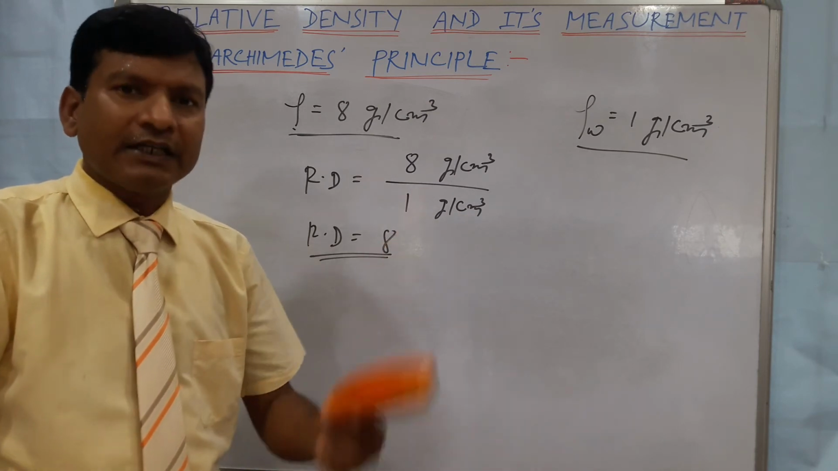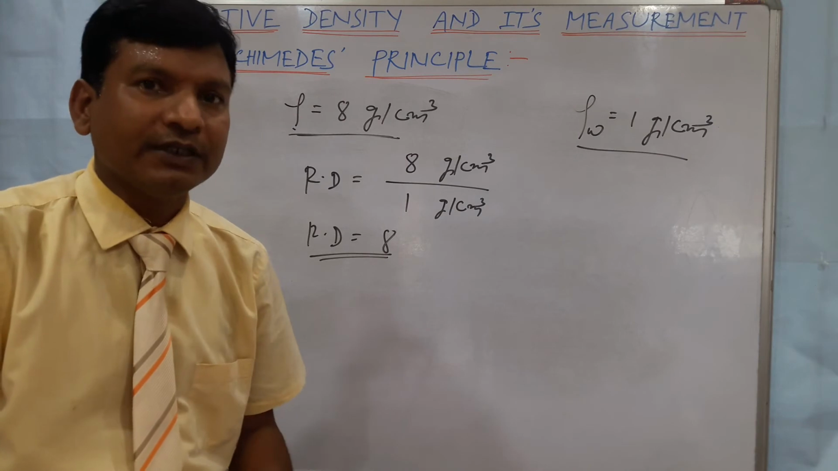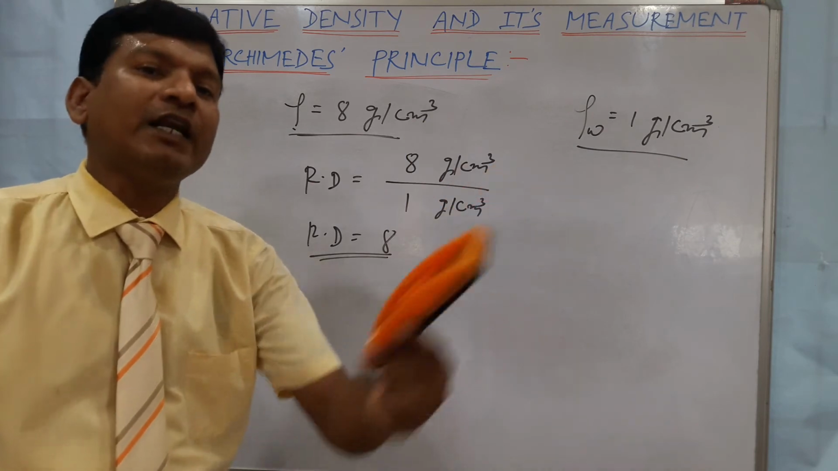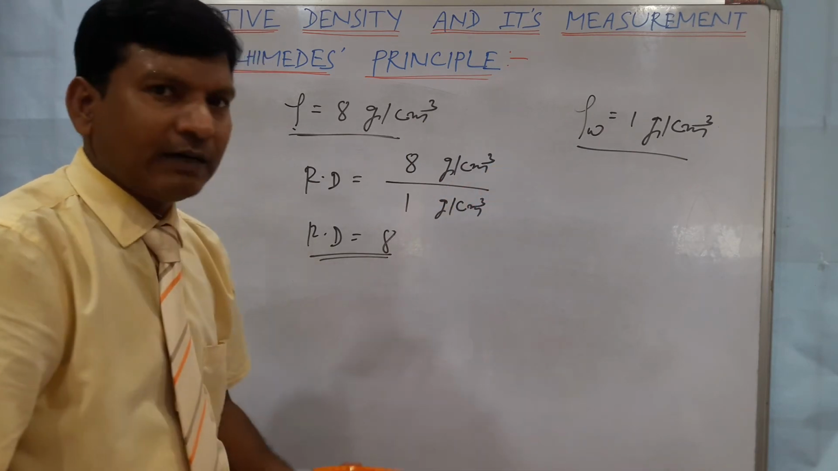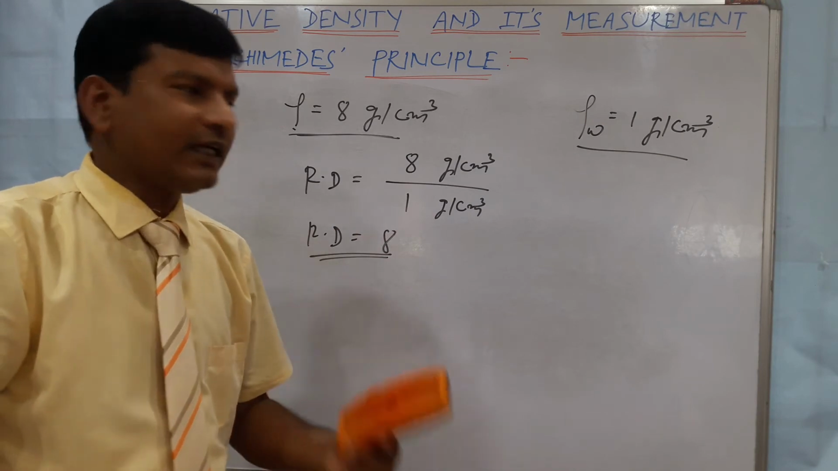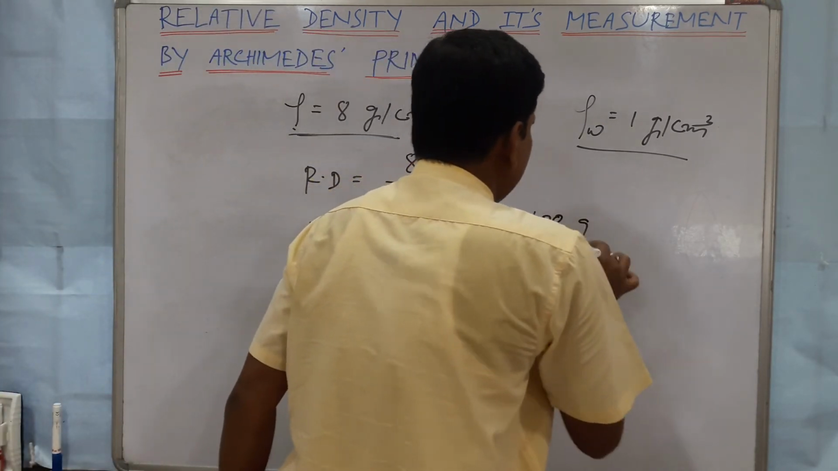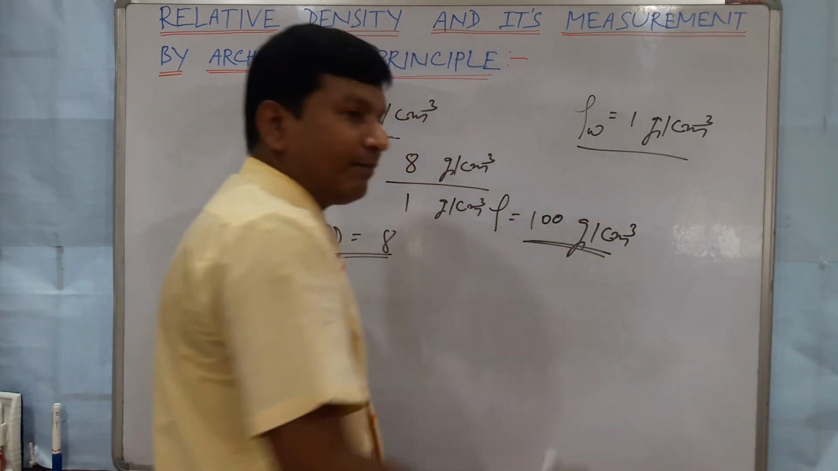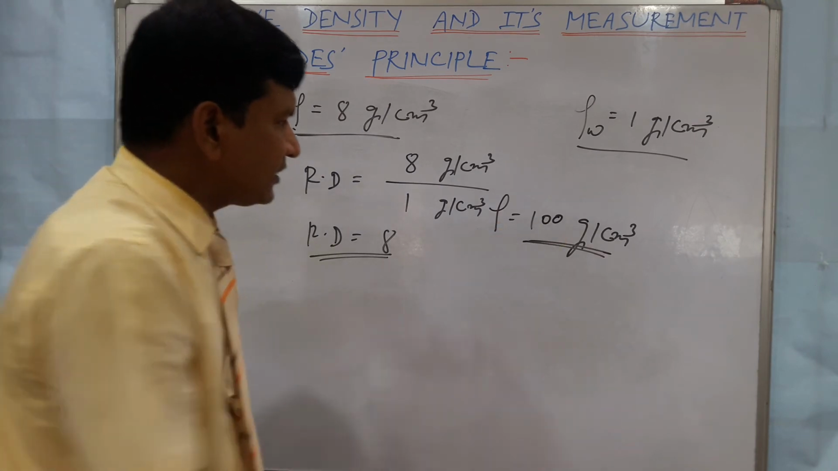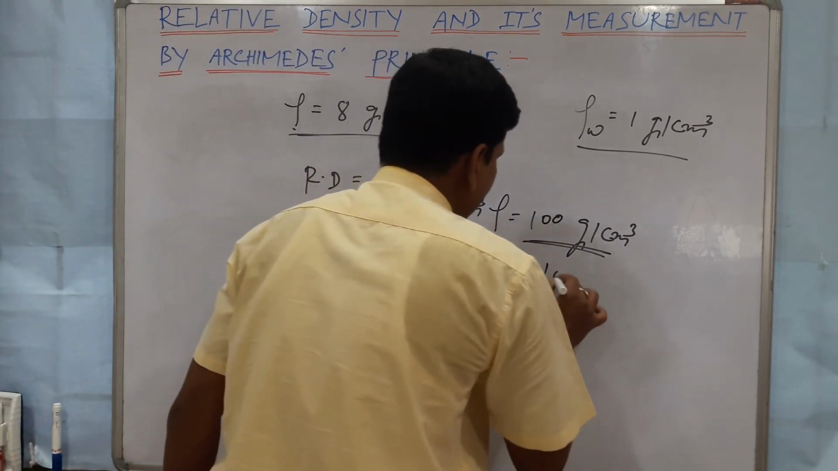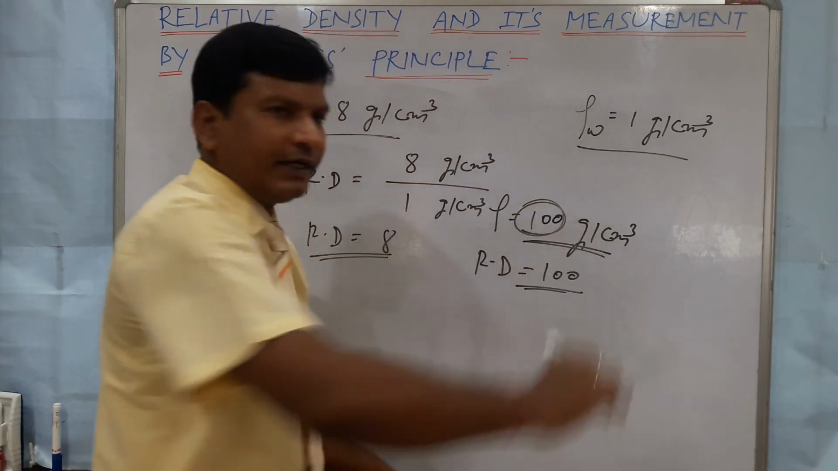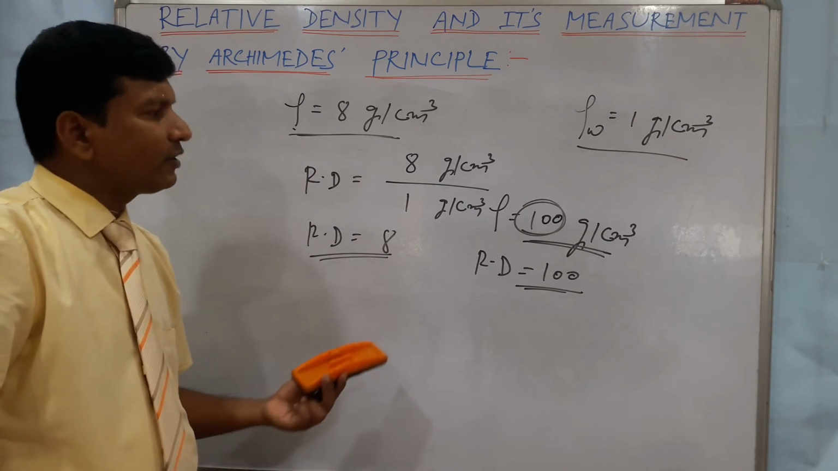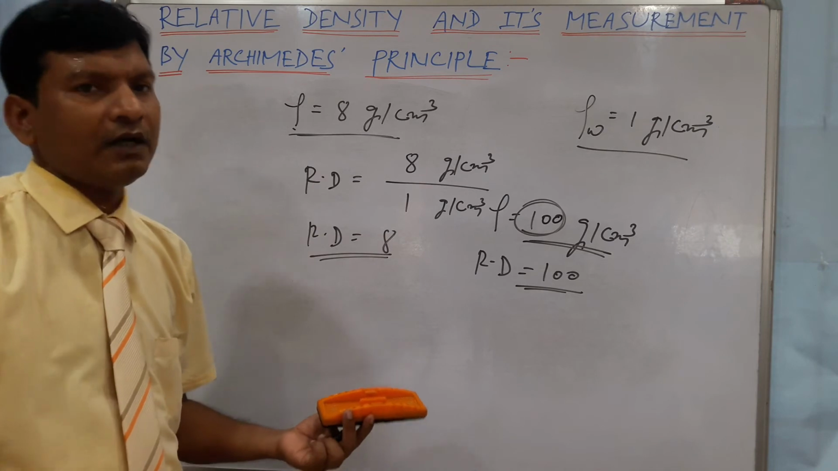That means if the density of a body is given in the CGS unit, then in order to find the relative density of the body, we just have to write the numerical value of whatever is given. Say for example, if the density of an object is given as 100 gram per centimeter cube, then the relative density of the substance will become how much? 100. Just the numerical value will be taken. So now the density of the substance in the CGS unit is equal to the relative density of the substance.